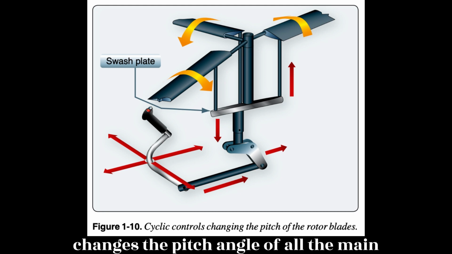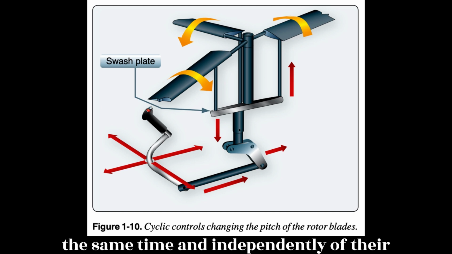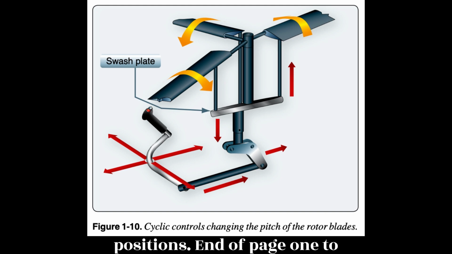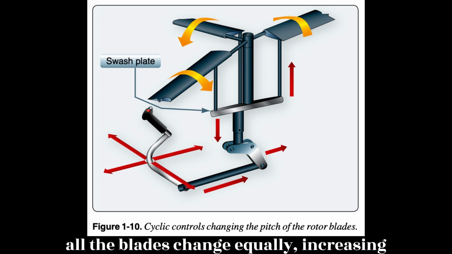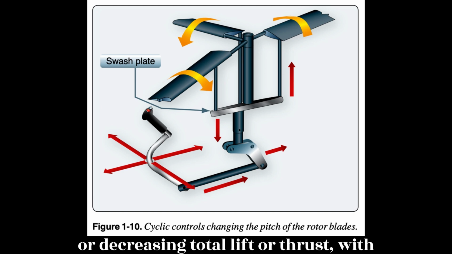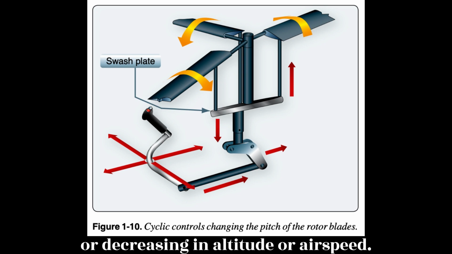The collective changes the pitch angle of all the main rotor blades collectively, i.e., all at the same time, and independently of their positions. Therefore, if a collective input is made, all the blades change equally, increasing or decreasing total lift or thrust, with the result of the helicopter increasing or decreasing in altitude or airspeed.